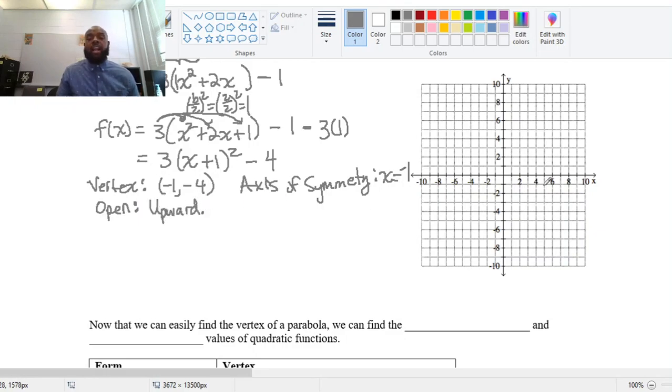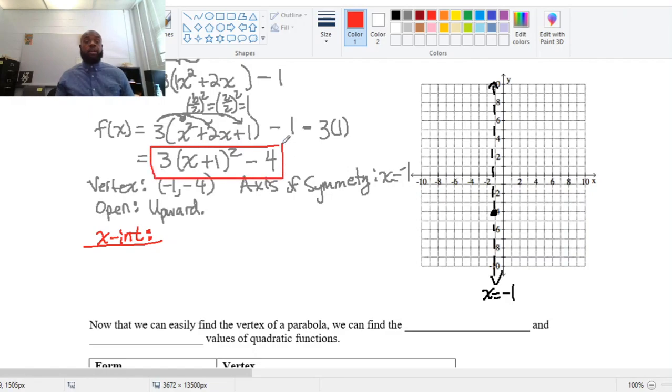I have some information that I already know about this parabola from when I graph it. I know negative 1, negative 4 is the vertex, and I know that the vertical line that passes through that is my axis of symmetry. All right. Now, I need some other points in order to help me graph. So I'm going to find my x-intercept. Now, you can go to this form right here to help you find your x-intercept.